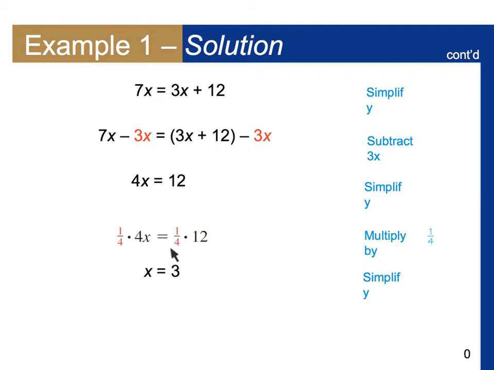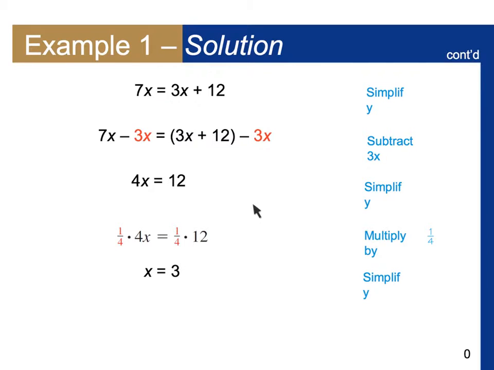Okay, and we can multiply. Now we want to get x by itself, right? So we can multiply by 1/4 on both sides to get x, or we can say divide by 4, same thing. Okay, so when we multiply by 1/4 or divide by 4 on both sides, we get 1/4 times 4x is x, and then 1/4 times 12 is 3.